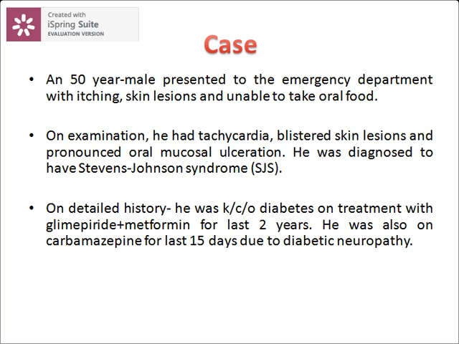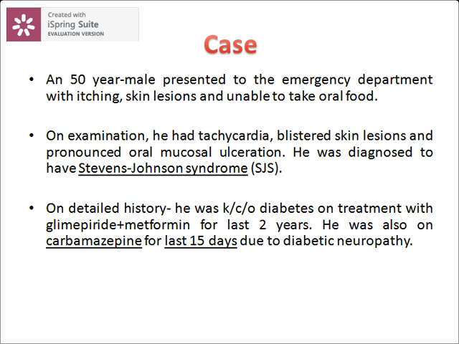Now we'll understand with another case scenario. A 50-year-old male patient presented to the emergency department with itching, skin lesions and was unable to take oral fluid. On examination, he had tachycardia, blistered skin lesions and pronounced oral ulceration. He was diagnosed to have Stevens-Johnson syndrome. Now on detailed history, he was a known case of diabetes on treatment with glimepiride and metformin for the last 2 years. He was also on carbamazepine for the last 15 days due to diabetic neuropathy.